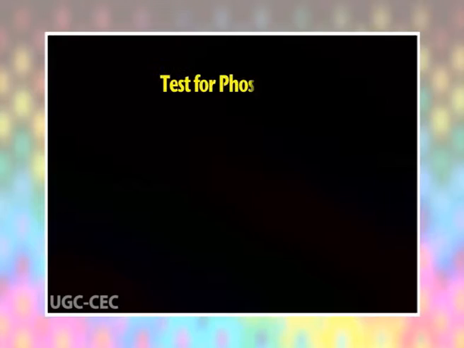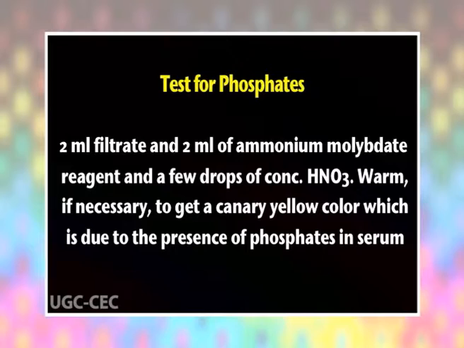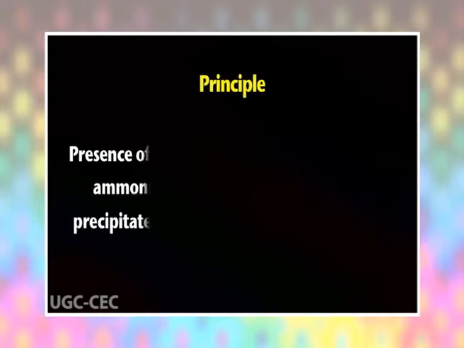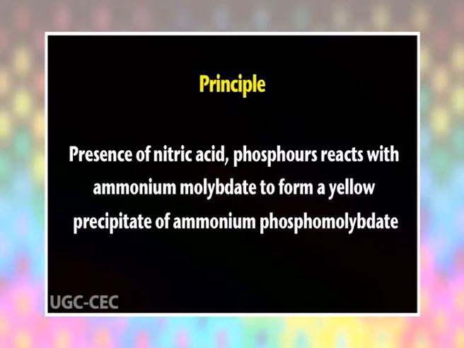Next is the test for phosphates in blood. To 2 ml of the already collected filtrate, add 2 ml of ammonium molybdate reagent and a few drops of concentrated nitric acid. Warm, if necessary, to get a canary yellow color, which is due to the presence of phosphates in the serum. Now, this reaction is based on the principle that in the presence of nitric acid, phosphorus reacts with the ammonium molybdate to form a yellow precipitate of ammonium phosphomolybdate.